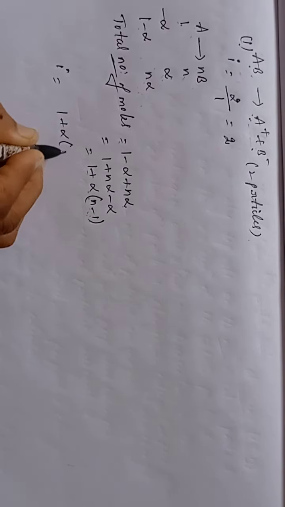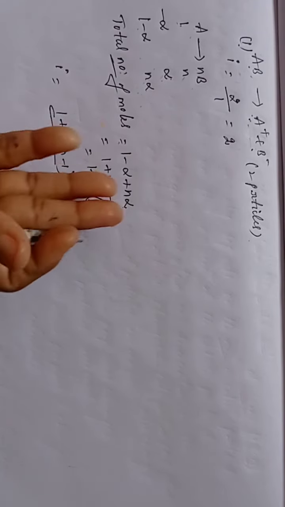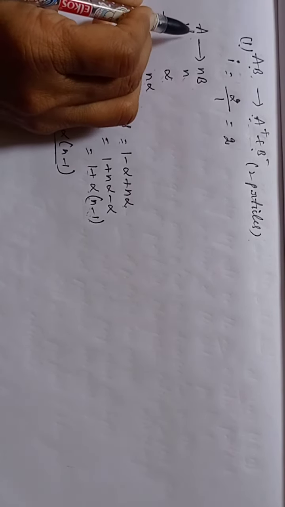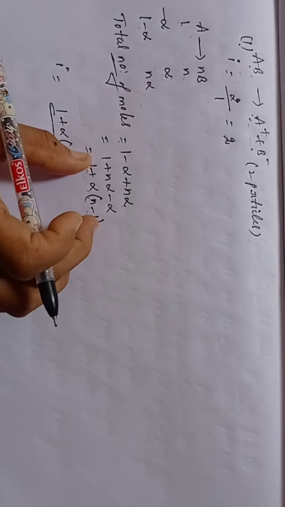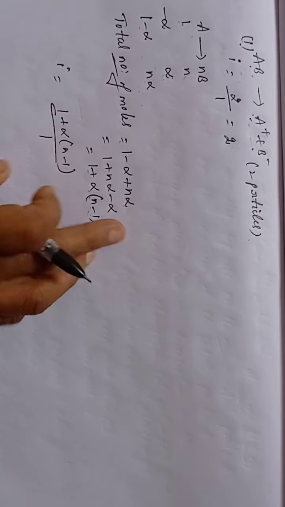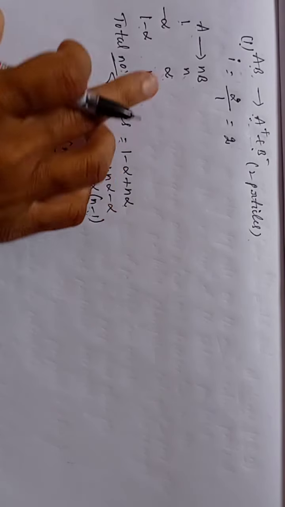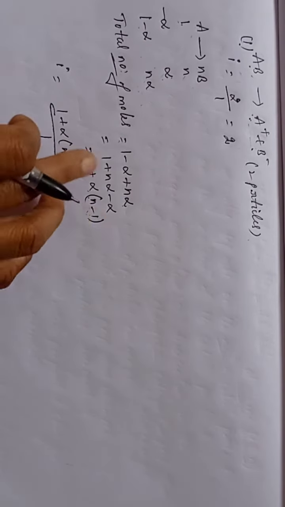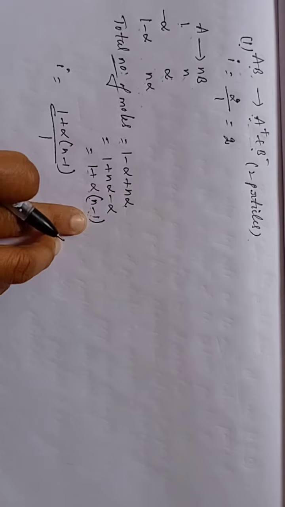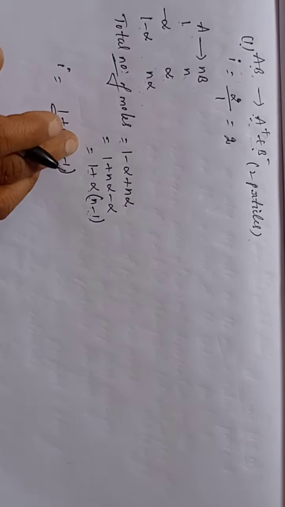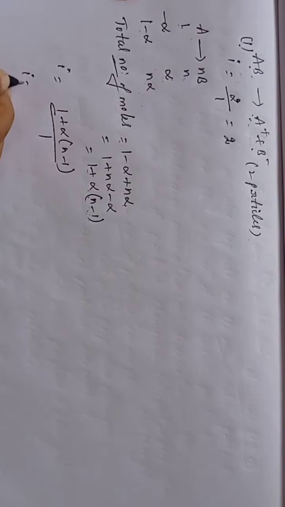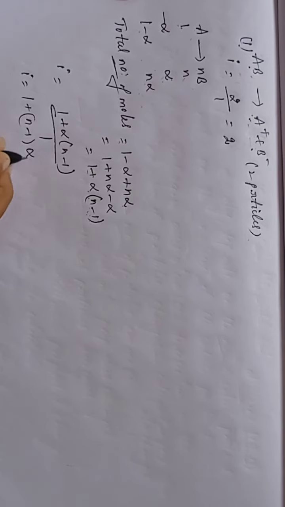Okay, 1 plus alpha into N minus 1 divided by, before dissociation how much, students? Here 1, only one particle is participating, 1 mole is participating in the reaction. This is the total number of moles. Are you understanding? This is the total number of moles. Here how many moles, students? Here reactant is 1 mole, so you are taking 1 mole. Total number of moles is nothing but 1 minus alpha plus N alpha. Here you will get I is equal to 1 plus N minus 1 into alpha. So what we can write? I is equal to 1 plus N minus 1 into alpha.